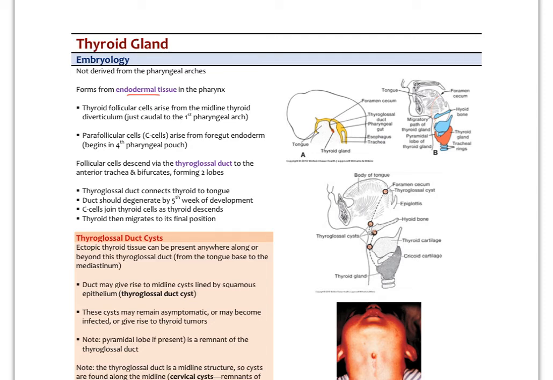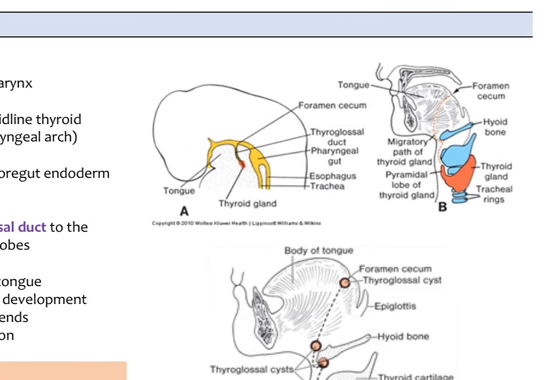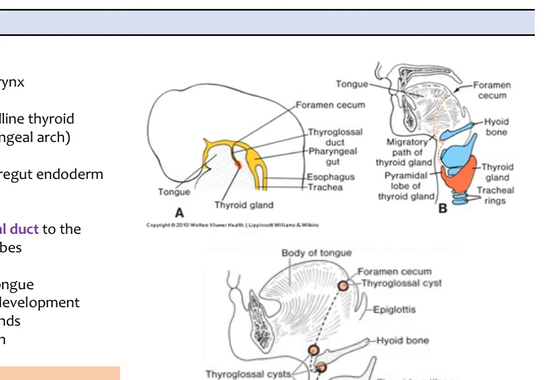The thyroid follicular cells actually arise from the midline, what's called the midline thyroid diverticulum, and that's just caudal in the embryo to what's called the first pharyngeal arch. Here we see the gut tube, that's all in yellow, and you see the bifurcation here into the esophagus and the trachea. Here is the so-called pharyngeal gut, it's going to become the throat. And here's the oral cavity. This is all going down into the gut tube, down further into the intestines.